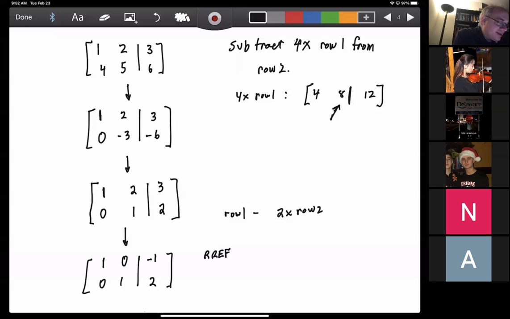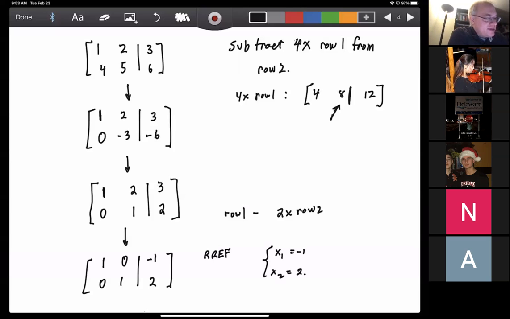Now, why do I like this? Well, what's the equivalent set of equations? x1 is equal to -1, and x2 is equal to 2. Notice that once we get the system to RREF form, we can basically immediately read off the solution. Right, that's the whole point of getting to RREF form.